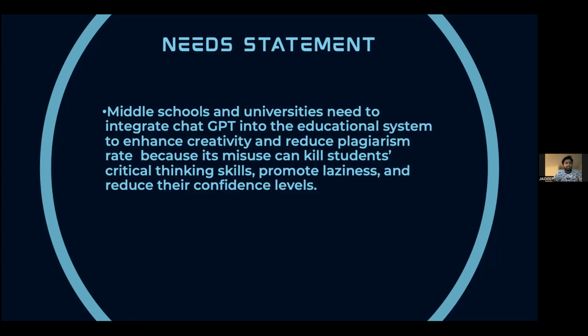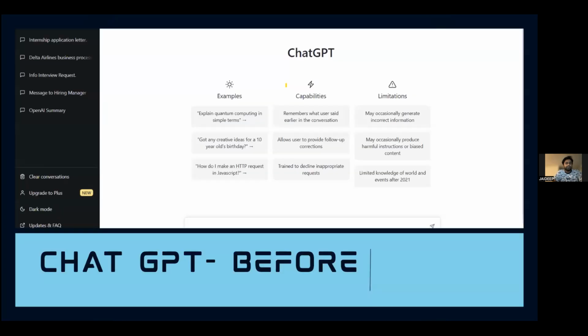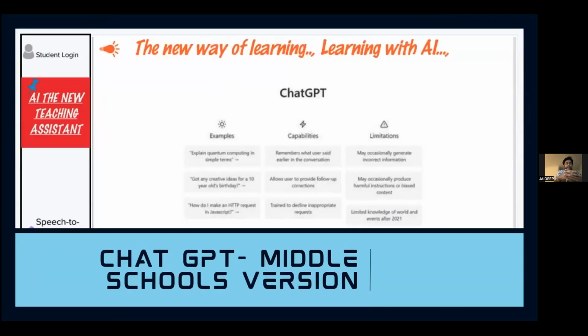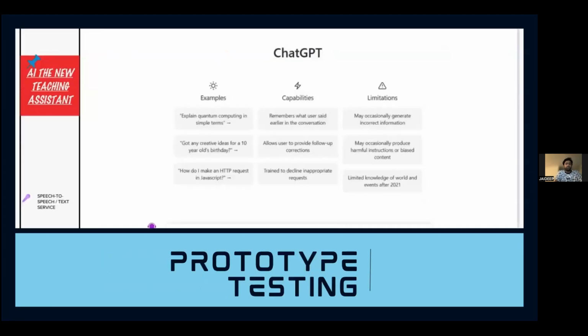Hi guys. Can you move to the next slide? Yeah. So this is what ChatGPT used to be before, and what we did was we wanted to integrate ChatGPT into the school system. So this is the new ChatGPT, and in this version, we introduced a student login page, and also two new features. One is the student login page, and the other one is speech to speech and also text service. So for example, if a student wants to ask anything, he can just ask ChatGPT verbally, and if he wants to type, he can type it.